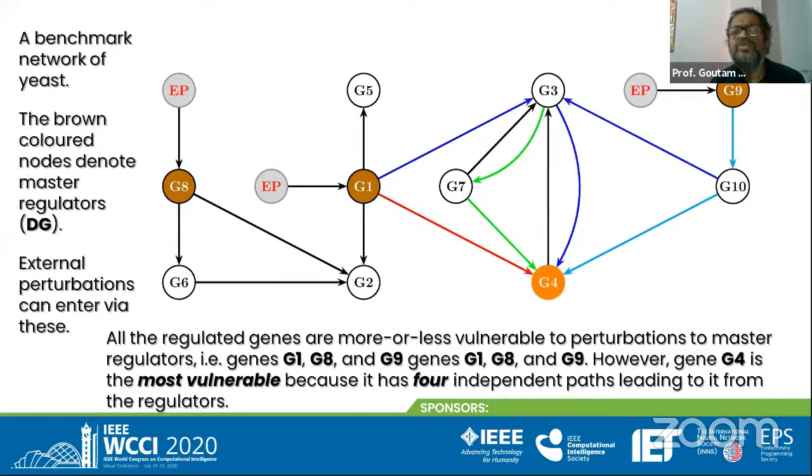So now, what is the medicine? Medicine is how to rectify G4. The medicine is how to bring G4 back to its original format from its disturbed format by some other means. I know that for the external perturbation on G1 and G9, I have no hold. It will be there. Still, I have to rectify G4.